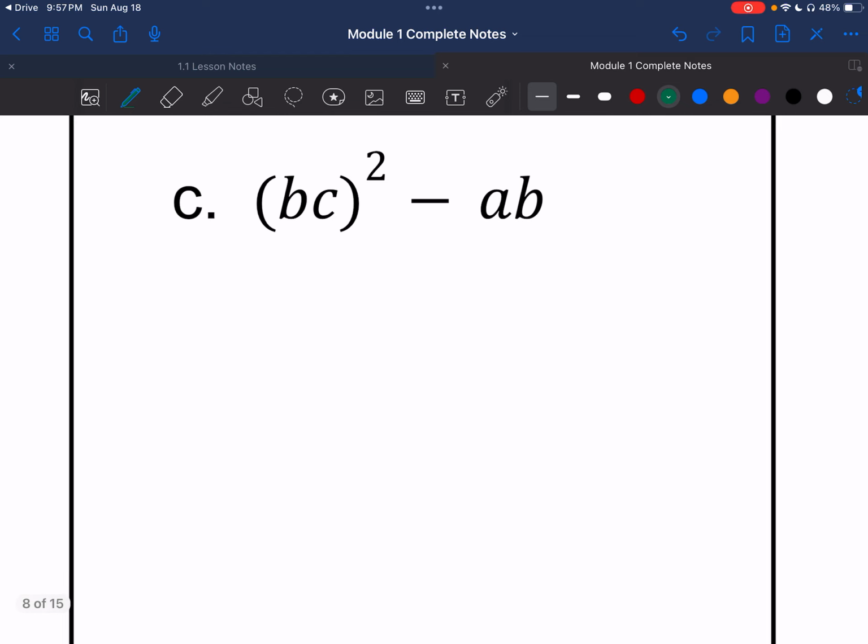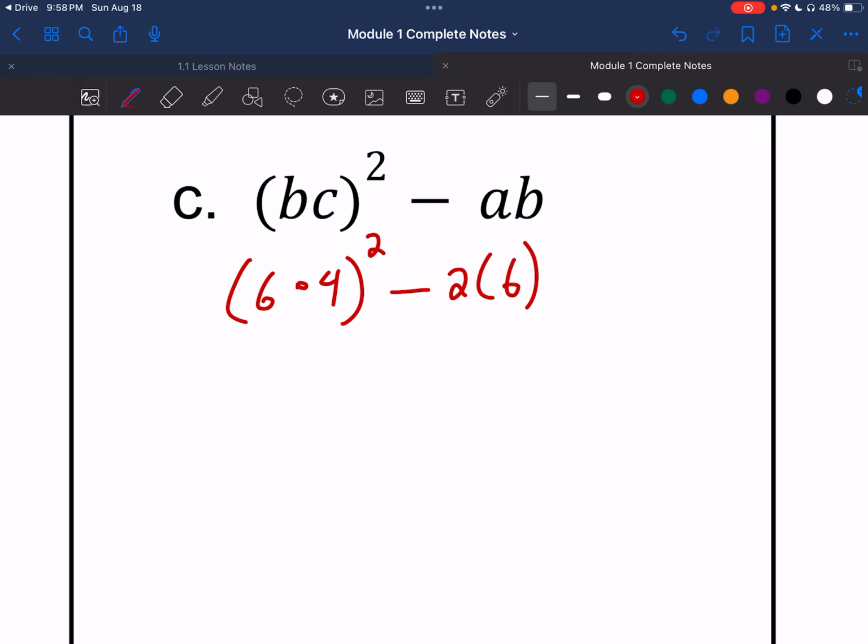Letter C. So now we're substituting. Again, we see parentheses happening, but inside of the parentheses are B and C. So we have 6 times 4 in the parentheses squared minus A, which is 2, times B, which is 6. And I wrote B, 6, which kind of looks like a B.